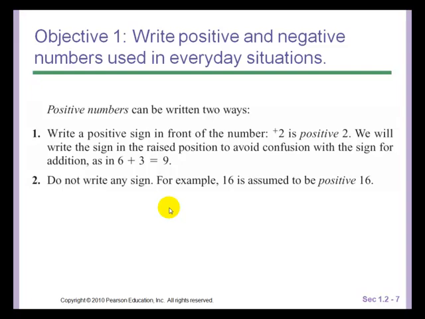Okay, positive numbers can be written two ways. Write a positive sign in front of the number. Positive 2 is positive 2. Again, we will write the sign in the raised position to avoid confusion with the symbol for addition, as in 6 plus 3. This is addition. This is positive. However, typically we do not write any sign. So for example, when you see 16, you always assume this to be positive 16. That's what we're going to do most of the time.